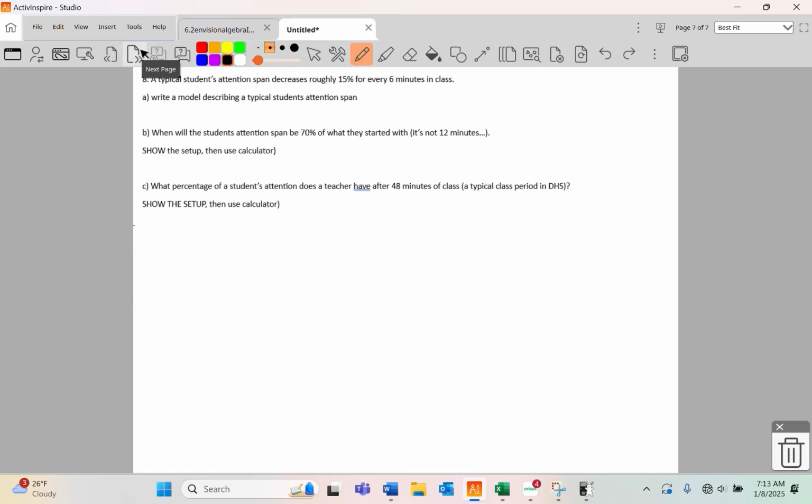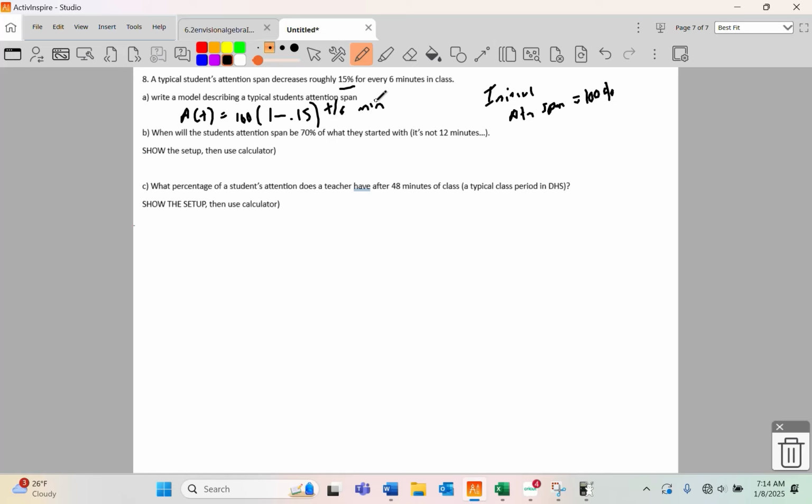Typical student's attention span decreases roughly 15% for every 6 months in class. You are probably well past that point. Write a model describing a typical student's attention span. So after some time passes, we have their initial, by the way, the initial attention span is 100%. Okay, and we'll just use that number there. It's 100. Here we have 1 minus 0.15. And this would be per 6 minutes, okay?